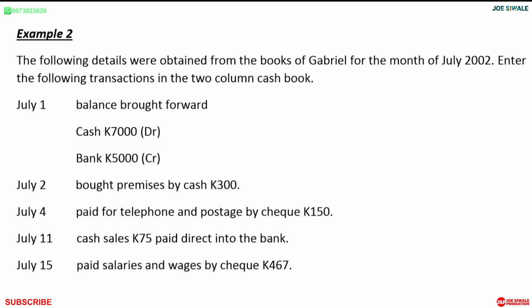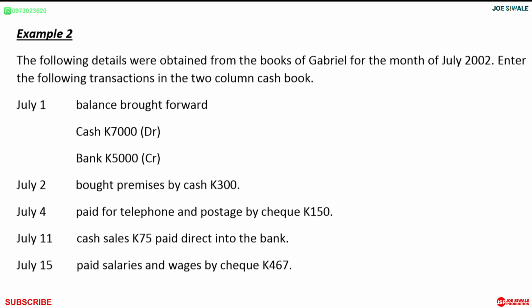So continue looking at the two-column cash book, and we have this example that we're going to use. The following details were obtained from the books of Gabriel for the month of July 2002. Enter the following transaction in the two-column cash book. So on the 1st of July, balance brought forward, we have cash amounting to 7,000, which is on the debit side. Then we have bank amounting to 5,000, which is on the credit side.